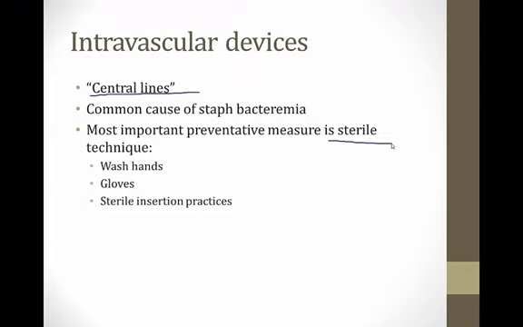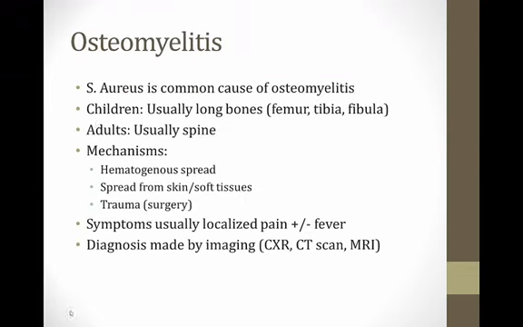So if you're ever asked in a board question, how could staph bacteremia have been prevented, the answer is to wash your hands before you put the central line in, and then also use gloves and also use sterile insertion practices. Some of you may know that checklists are often used in intensive care units to make sure that everyone has properly washed their hands and prepped the patient, and these checklists alone have been shown to reduce rates of bacteremia because patients then get the central line put in under sterile conditions and they don't accidentally make the patient sick.